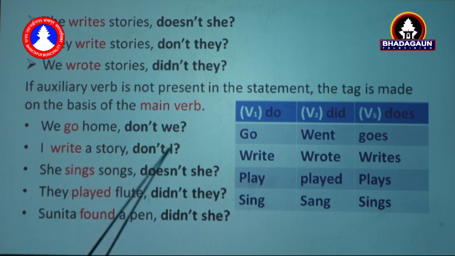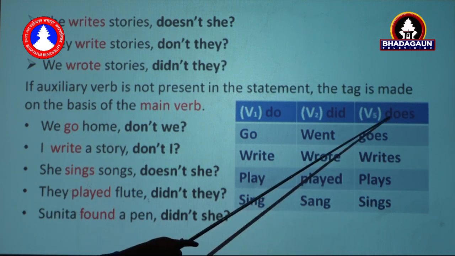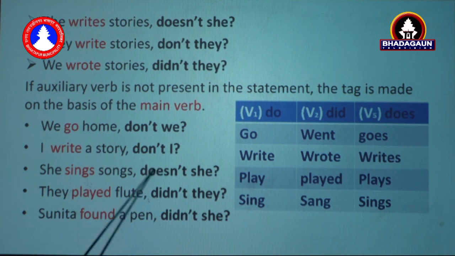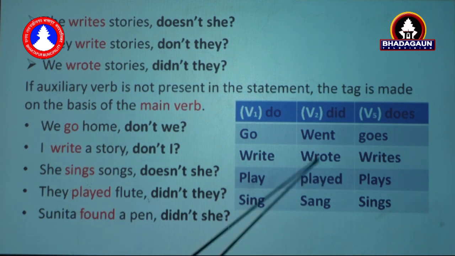Pronoun I, same. Sings, verb 5. So use the auxiliary verb does, doesn't. Statement positive, tag negative. You know this thing. See, played, this is verb 2. Use the auxiliary verb did, didn't. Positive statement, negative tag. Didn't, they.